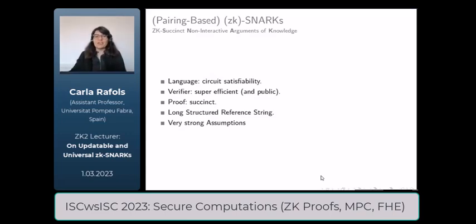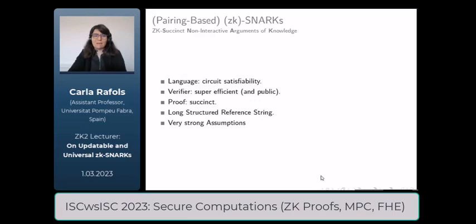This is why SNARKs are called succinct non-interactive arguments of knowledge. Succinct is one of the keywords because it's an essential property that tells me that no matter how big is my circuit, no matter how big is the statement I want to prove, the proof, in this particular case, will be constant, okay?